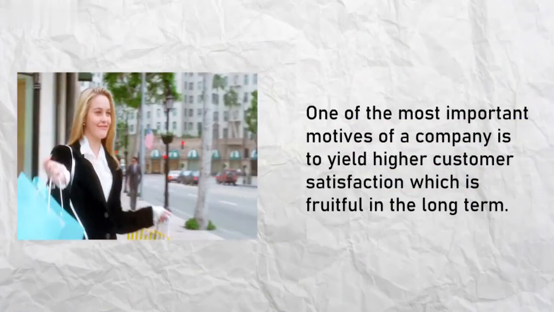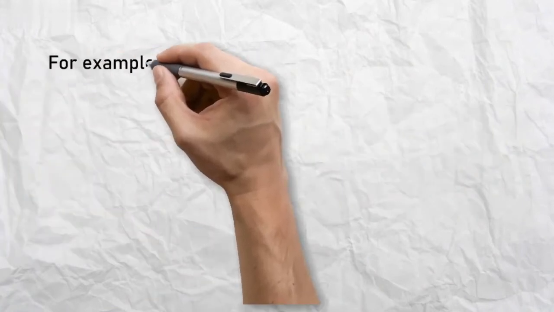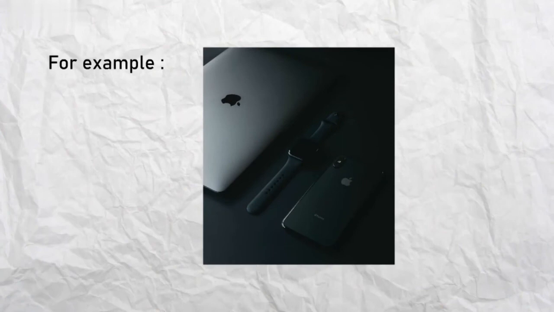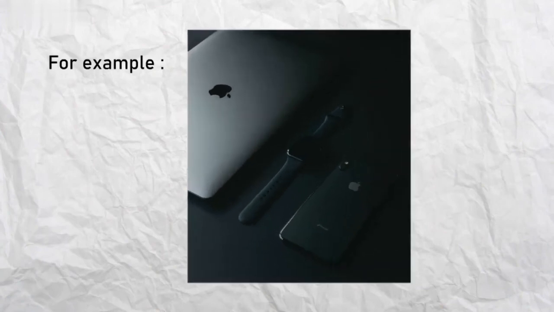For example, if a consumer is satisfied with the product, that is the smartphone, they will recommend or influence others to buy it, and this also affects the brand image as the consumers will then prefer products from that particular brand over its competitors.